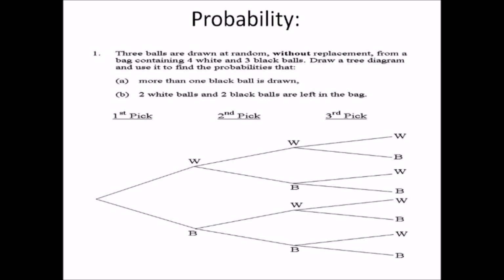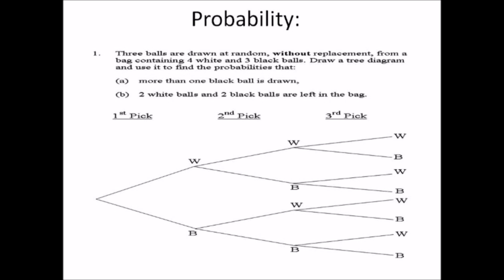Draw a tree diagram and use it to find the probabilities that A, more than 1 black ball is drawn, and B, 2 white balls and 2 black balls are left in the bag. Okay, so go ahead, do your working, and see if you can answer those two questions from the tree diagram.